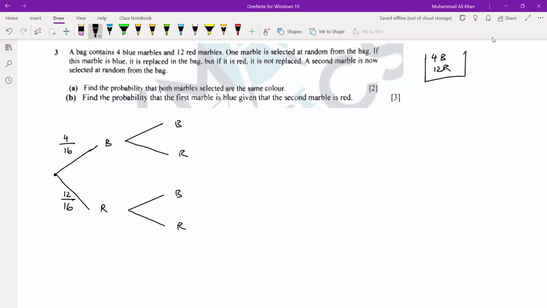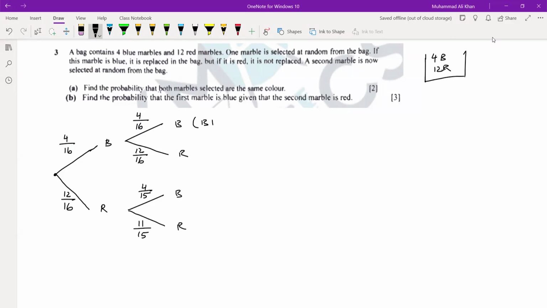And after that, by following the condition of the question, the condition is if the first marble is blue, it is replaced in the bag. Okay. Now, if the blue marble is replaced in the bag, then the condition is the same as the previous one. So again, taking out the blue marble is 4 over 16, and the red marble is 12 over 16. And for red marble, we don't have to replace. Now, for this 12 red, the next red will be 11 over 15. So the remaining will be 4 over 15. This is the tree diagram.